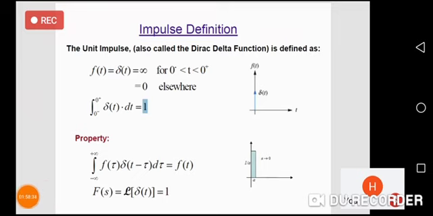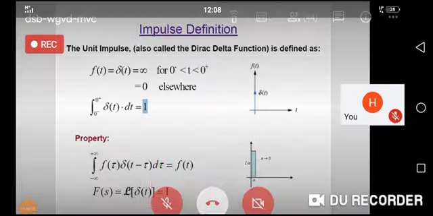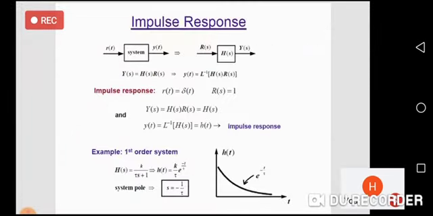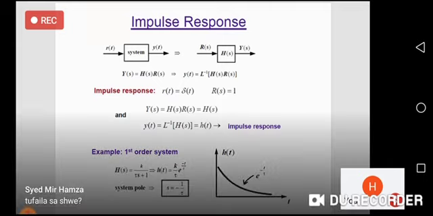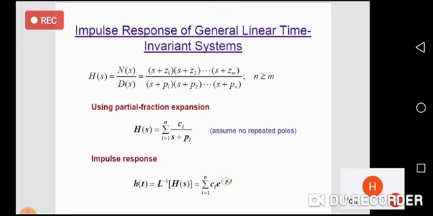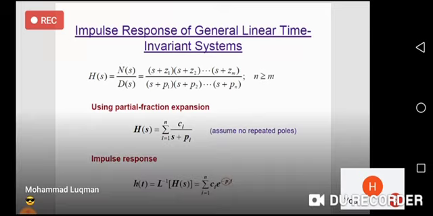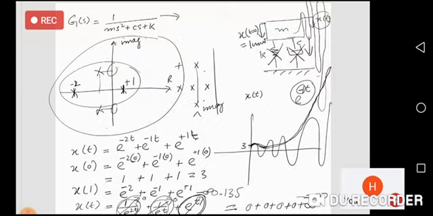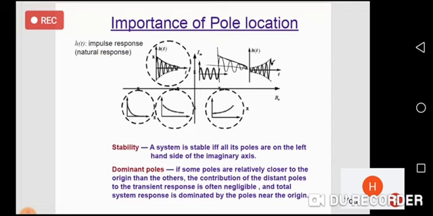ठीक है? So slide number 2, we discussed the impulse function. We have already discussed it in the previous lecture. Then we discussed impulse response, which is a special type of response. Then we discussed the poles and the zeros in the previous lecture. We have done this slide. Let's go towards this slide. Now this is an interesting slide. ठीक है?